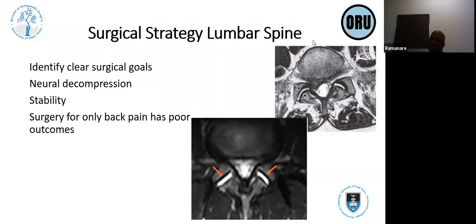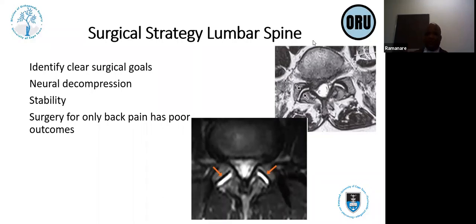So for the surgical strategy for the lumbar spine, you need to identify clear surgical goals. Okay. So firstly, are you going to decompress? Are you going to decompress a specific nerve root? Are you going to address a specific lateral recess stenosis? Are you going to address anterior thigh pain? Are you going to address the leg pain going down? The patients who do the best are the patients who you've told preoperatively, I'm going to address this only.